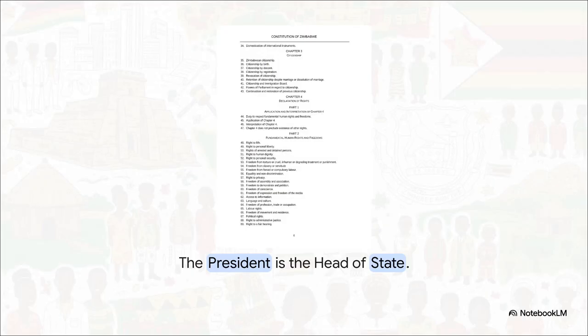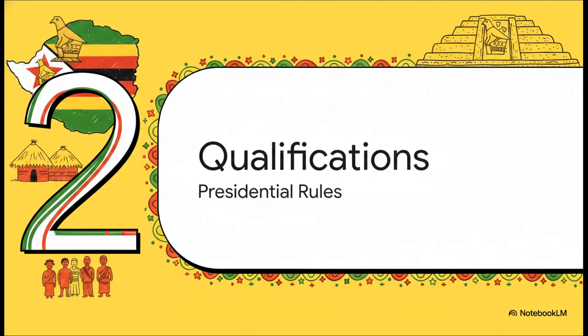Section 89 of our Constitution makes this crystal clear. It states that the president is the head of state and government. Think of it like a father or mother guiding a very large family. The president is that ultimate leader. They are also the commander-in-chief of the defense forces, which is just a formal way of saying they're the top boss of the army.